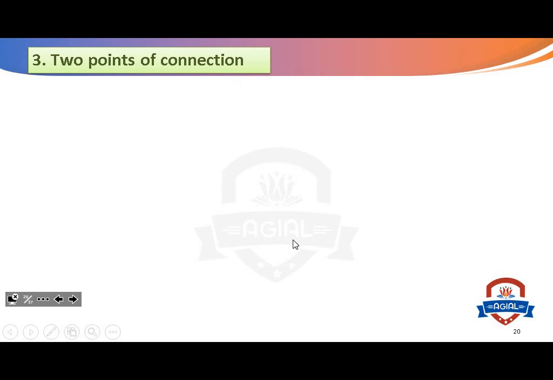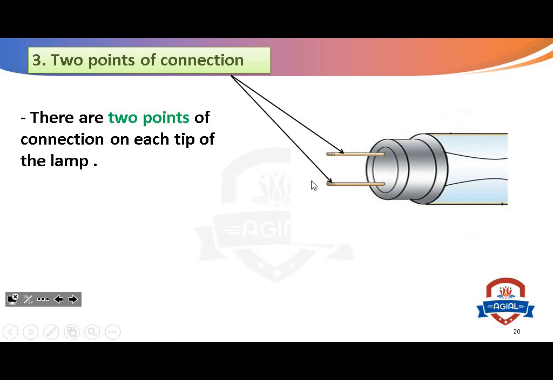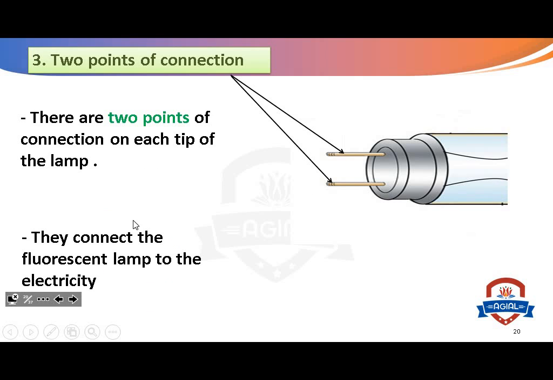Number three, 2 points of connection. As we see, there are 2 points of connection on each tip of the lamp. They connect the fluorescent lamp to the electricity.